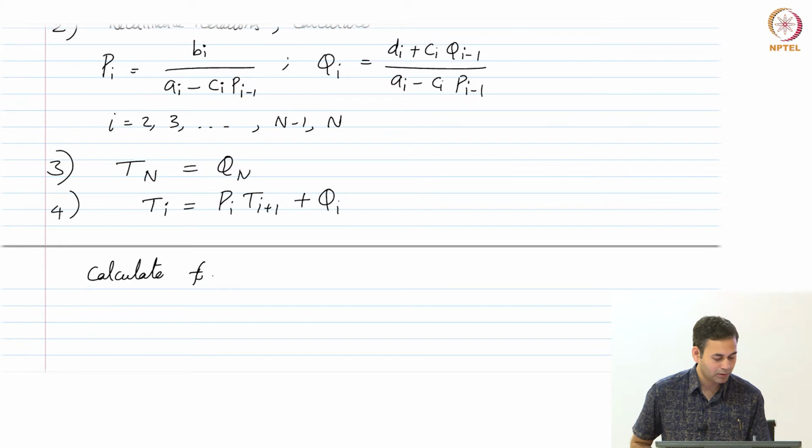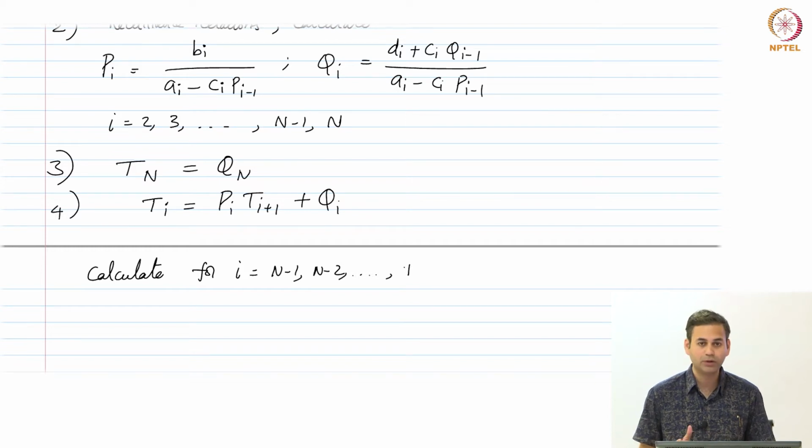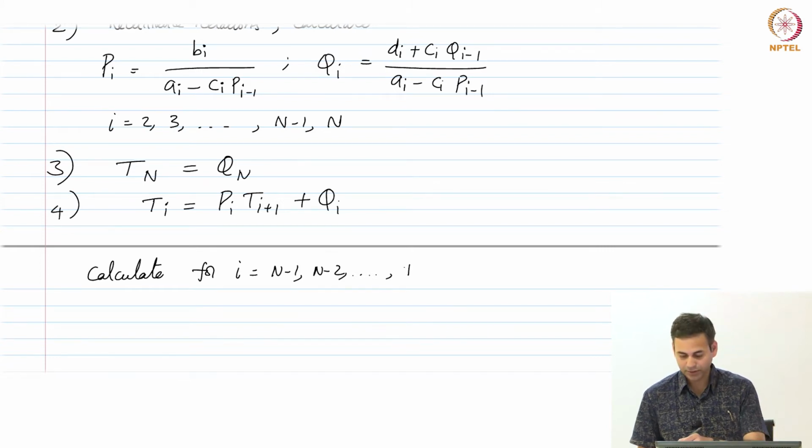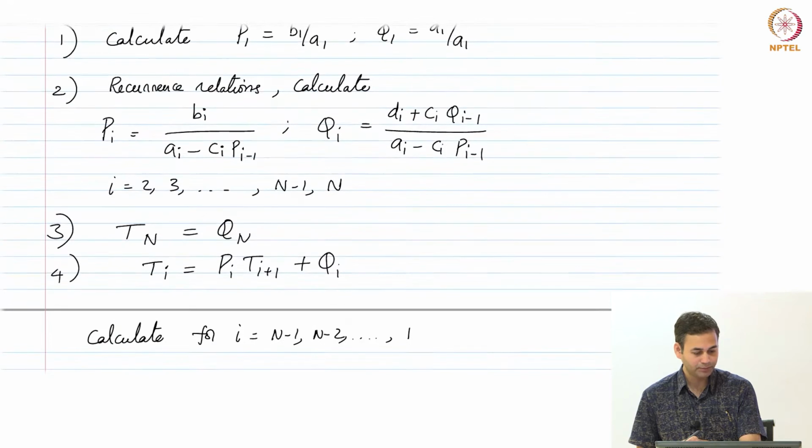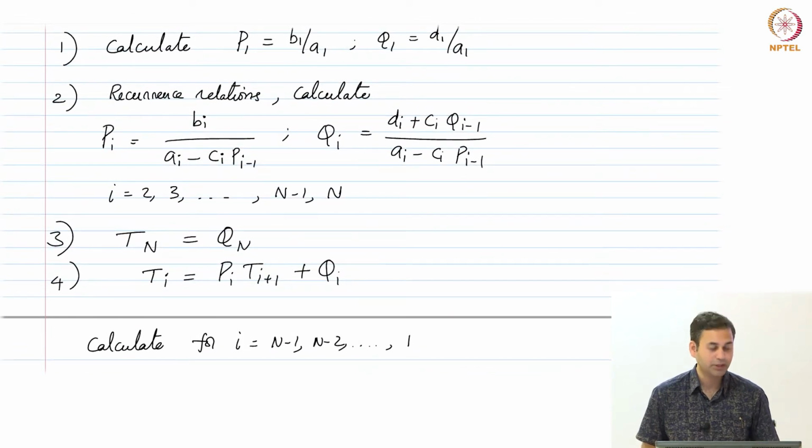Use this relation and calculate for i equals n minus 1, n minus 2 and so on all the way to 1. So, essentially you calculate all the temperatures in the back substitution process. This is the algorithm for TDMA, which you can code and it will give you a solution much faster compared to Gauss Seidel. Questions on this?